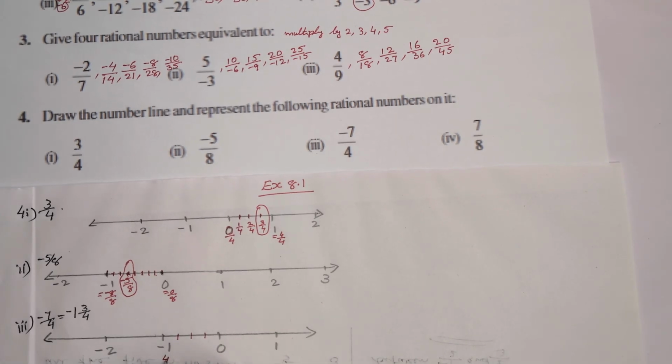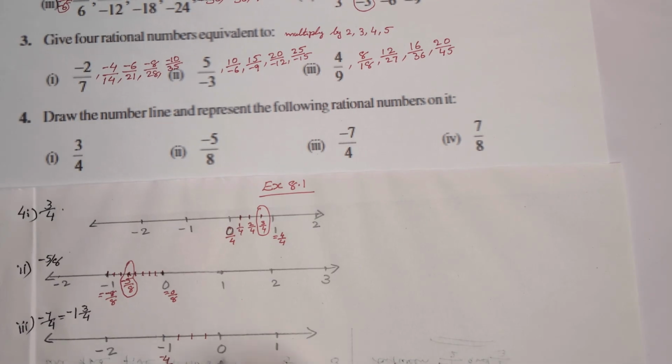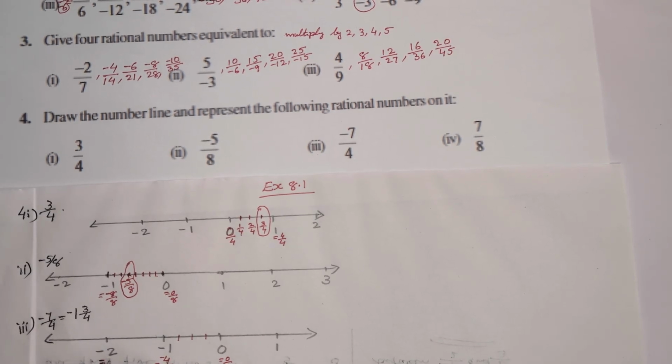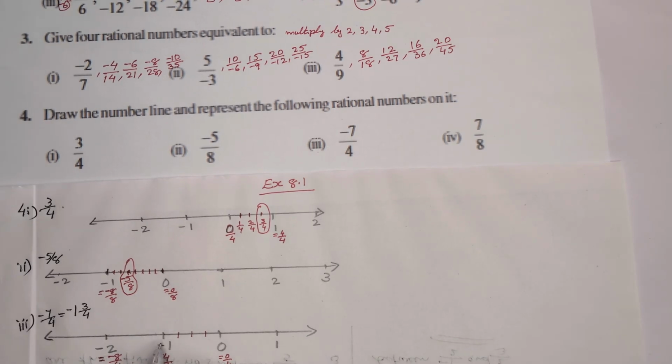4 by 4 is same as 1. Minus 1 we can take as 0 by 4. Minus 1 is same as minus 4 by 4. Minus 2 is same as minus 8 by 4. Now we need 7 by 4.